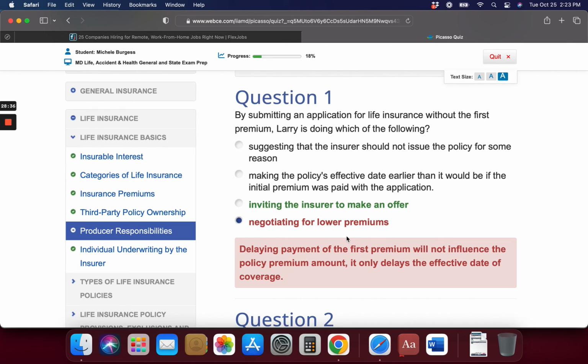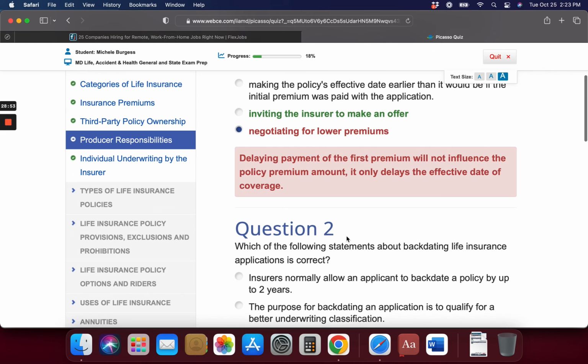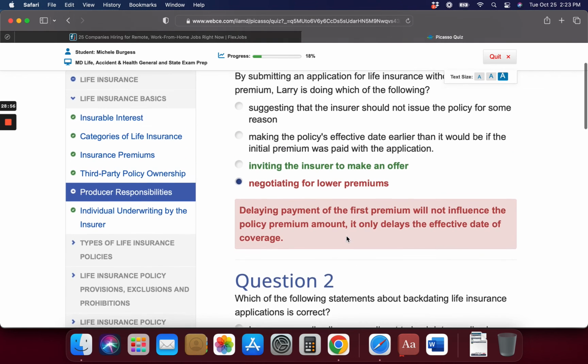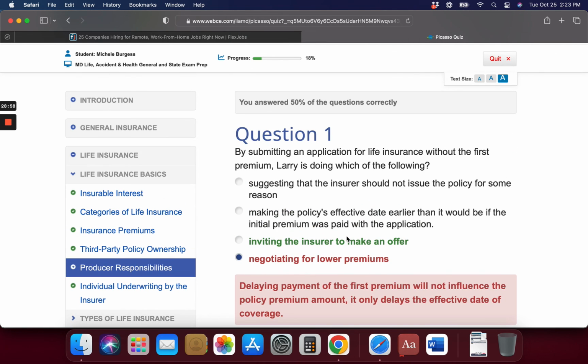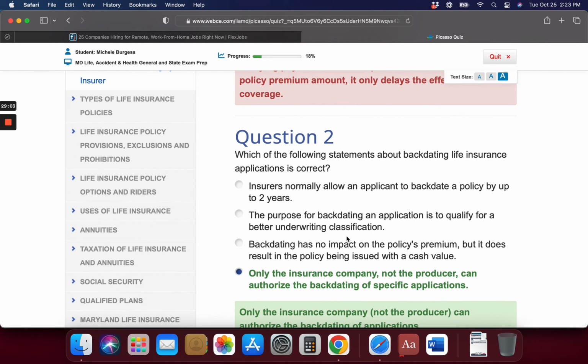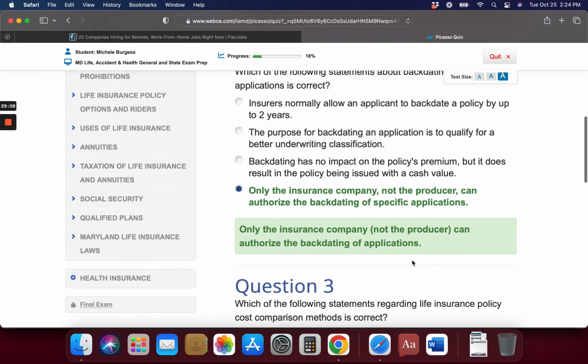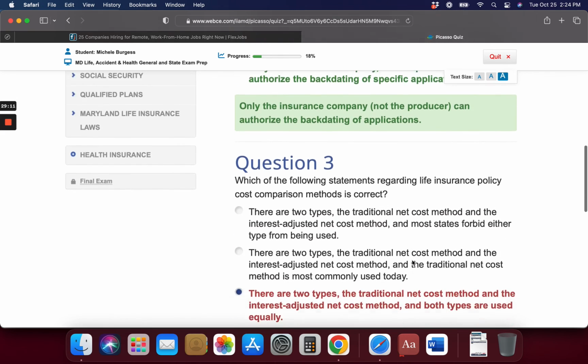Delaying payment of the first premium will not influence the policy premium amount. So by delaying paying the premium, he's inviting the insurer to make an offer. Okay. But what is the offer? I guess the offer is not lower premiums. All right, which of the following about backdating is correct? I got that. Yay, I got that right. Okay, only the insurance company can authorize backdating.